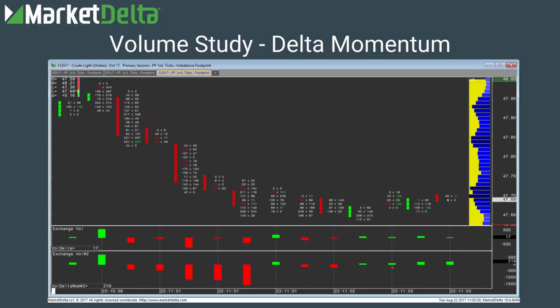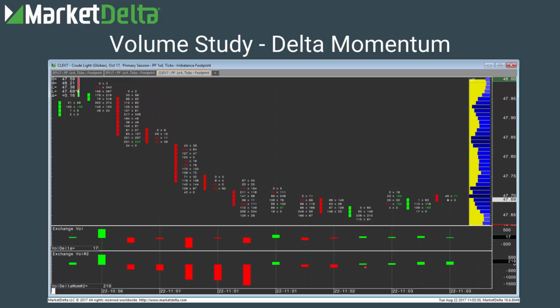Again, we're on the volume study. This time we set it to delta momentum. So delta momentum is this lower pane. This is delta, and I put this on here because I want you to see that we just looked at this. This was the delta, just the delta per bar, and the lower pane is delta momentum. I'll show you how to set this up in the software in a little bit.